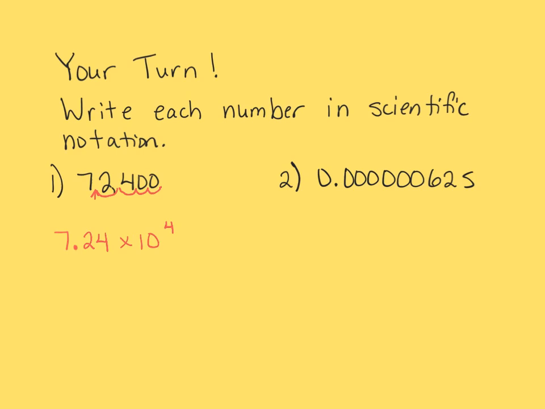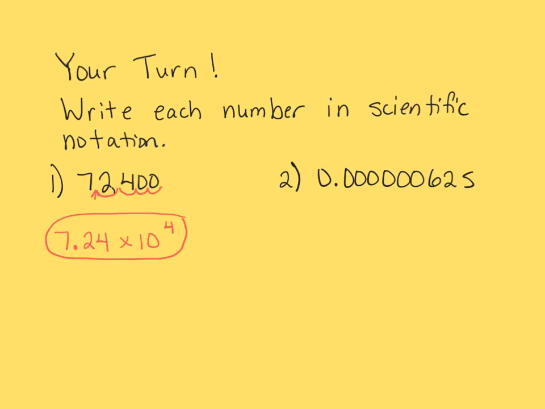And I do have to think about whether this is a large number, something greater than 1, or a small number, something less than 1. And 72,400 is greater than 1, so I keep the positive exponent and I'm finished.